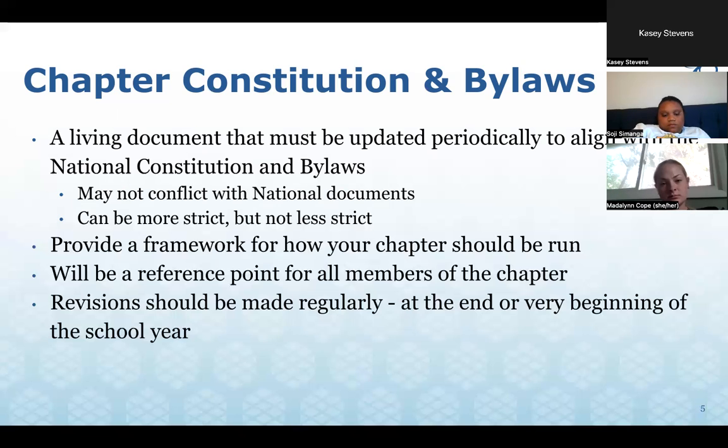You want to make sure that your members have not only your chapter constitution and bylaws, but also the national, because we want to make sure everybody's familiar with it, understands how the chapter runs, what is expected of them, et cetera. And then, as I mentioned before, revisions should really be made regularly.